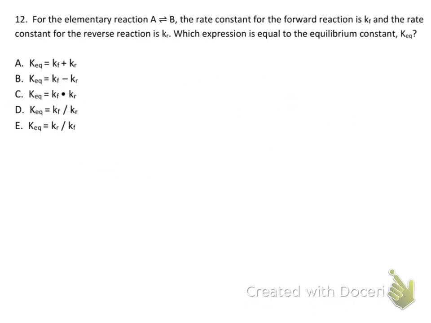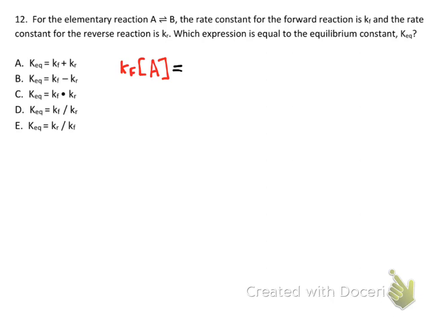This reaction says for the elementary reaction A turns into B, the rate constant for the forward reaction is K sub F, and the rate constant for the reverse reaction is K sub R. One expression is equal to the equilibrium constant KEQ. So remember, at equilibrium, how do our forward rate and our reverse rate relate? They are the same. So what I'm going to do is write a forward rate law for the forward reaction. K sub F, it's elementary, so we can write a rate law based on this. And at equilibrium, the forward rate and the reverse rate are the same.